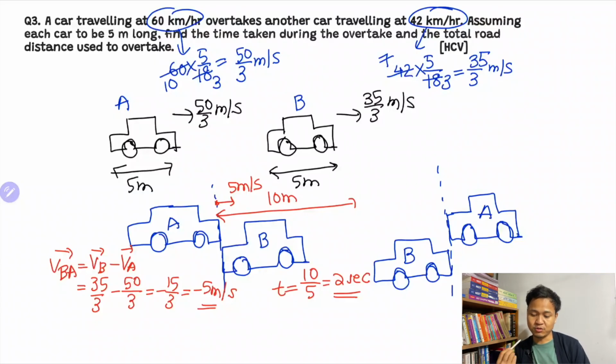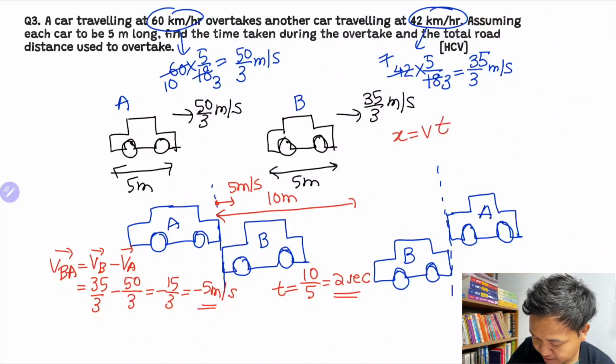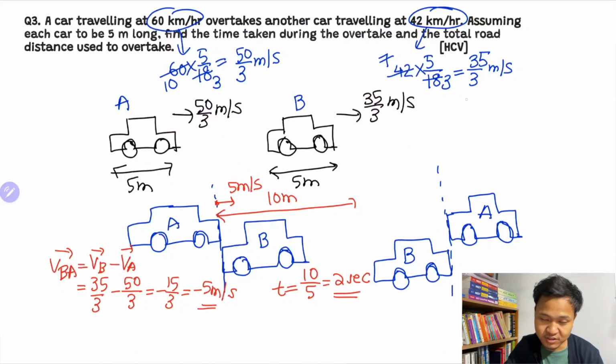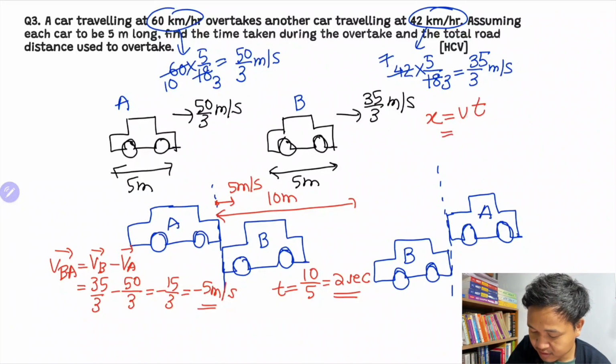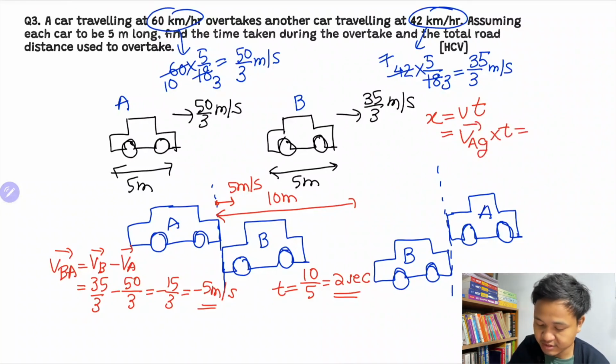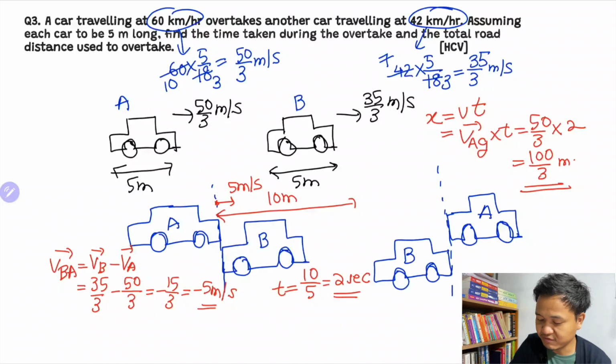Now the second part of the question, total road distance. How much total road distance? Distance equals speed into time. Road distance means with respect to the ground, so now everything has to be with respect to the ground. So I write x equals speed into time, where speed is the velocity of A with respect to the ground, into time. That is 50 by 3 into 2 seconds, so you'll have 100 by 3 meter. This is the distance covered during the overtake.